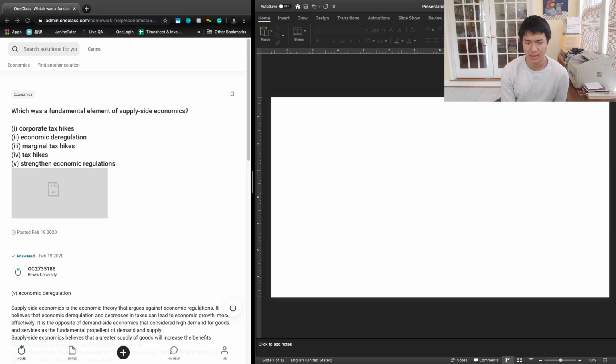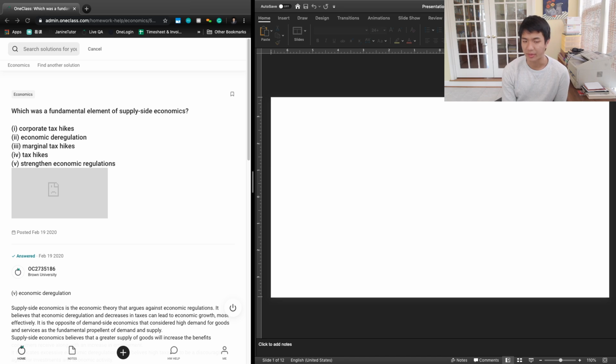Supply-side economics is an economic theory which has two main elements. The first is tax cuts, and the second is economic deregulation. Among those two choices, economic deregulation is the only one that's present. Everybody else is talking about raising taxes instead of cutting taxes. So economic deregulation would be the best answer choice here. This is just something you'd have to be familiar with to get right, kind of one of those textbook definitions.